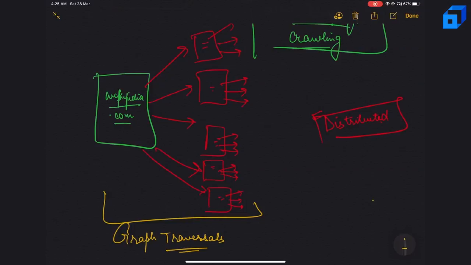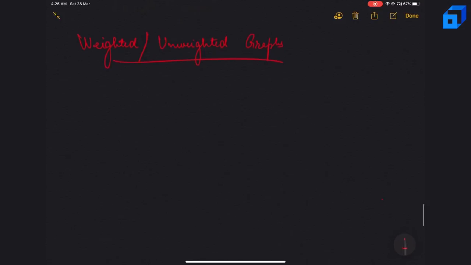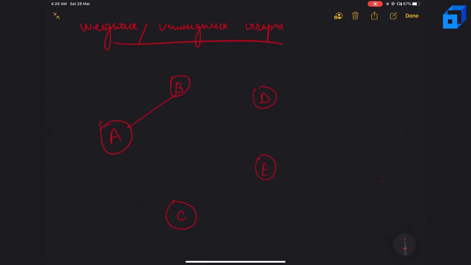Before we end this particular lecture, let us actually study another kind of graph, which is weighted or unweighted graphs. Till now, we have seen graphs which can have directed or undirected edges, but there was nothing mentioned about those edges. Let us draw a sample graph again. Let us say this time we are drawing a graph of 5 nodes. Let us have some edges.